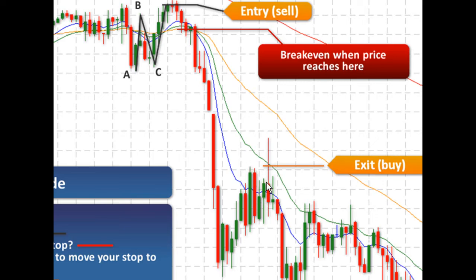Then we don't get another pivot high forming, but we do get price breaking through that stop price. And that is where we buy back at a profit. We get stopped out and we buy back at a profit. Remember, we sold first, it's a short trade, and then we bought back.